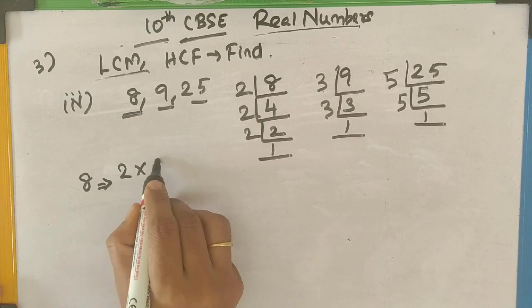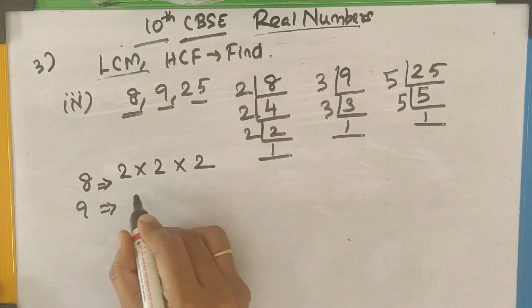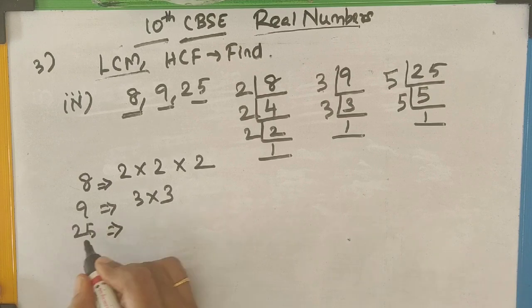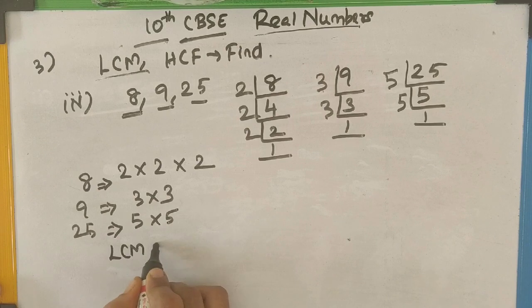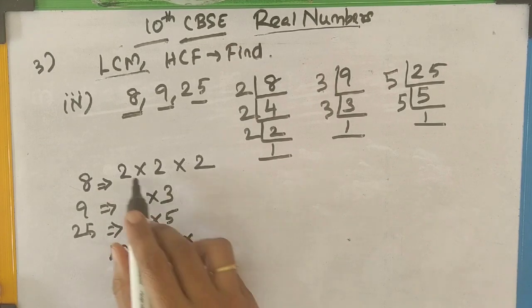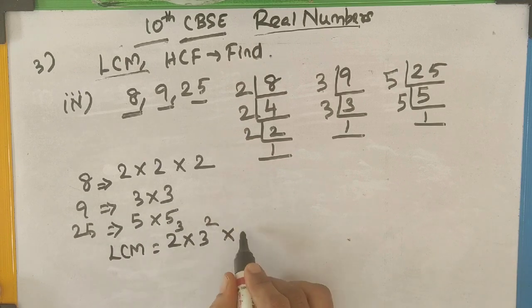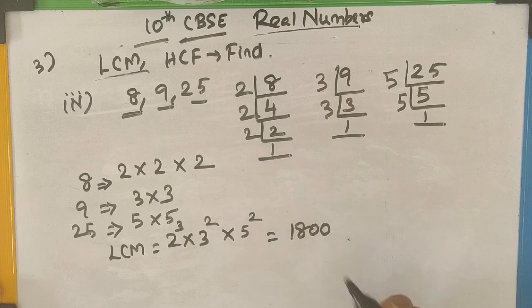Now write the factors of 8, that is 2 into 2 into 2. Writing factors of 9, I get 3 into 3. Factors of 25 is 5 into 5. Here there is no common factor, right? LCM is equal to 2 power 3, that is 2 cube into 3 squared into 5 squared. There is no doubt in it. So the product totally gives 1800.